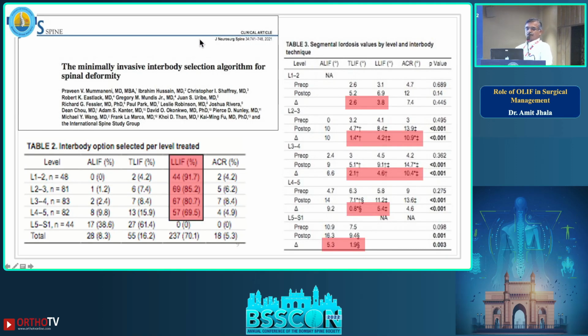This is one of the very good articles where you can see that there was a selection algorithm in correction of ASD, and you can see that from L1-2 to L4-5, 90% of the surgeons are now shifting to doing anterior fusion or laterals compared to the other TLIF procedure in adult spinal deformity.